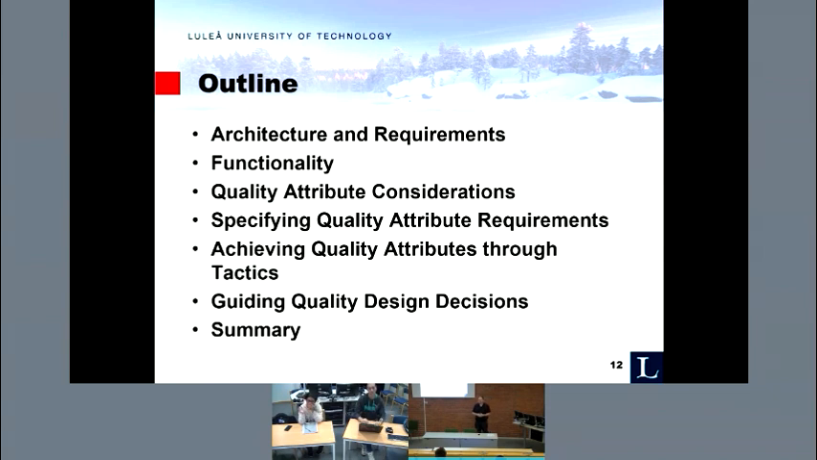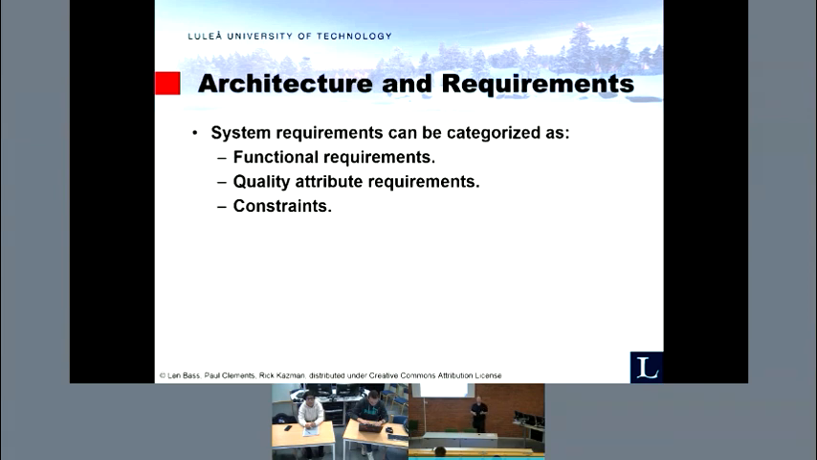So first off in this lecture, I'm going to talk about architecture and the requirements, how they relate, functionality, what considerations to make, how to specify quality attribute requirements. We're going to go through something called tactics. These are the terminologies used by the book that I've been using, Software Architecture in Practice. You could call them architectural design patterns or quality attribute design patterns if you want to. In the book, they're called tactics, so I kind of like that term. But I'll go through that later on. And then some design decisions, and finally, a summary. So let's go through them one by one.